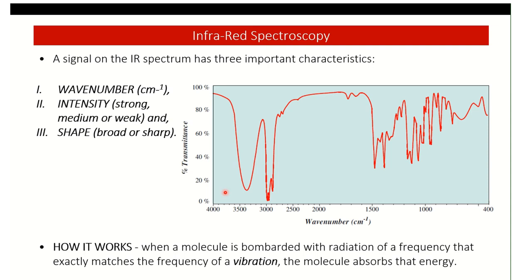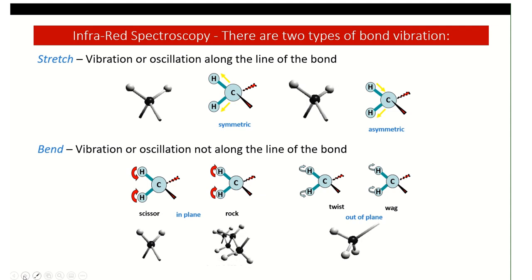Right. The shape is also important because you can see this is very broad and strong. So the intensity is strong. The shape is broad. Here it's medium and it's sharp. It's weak here and sharp. It's fairly weak here and sharp. Fairly weak but broad, and so on. These are the type of stretching that you have. You can see it can be symmetric or asymmetric, and you can also bend in plane or out of plane. So these are the types of vibrations that you'll see in your spectrum.